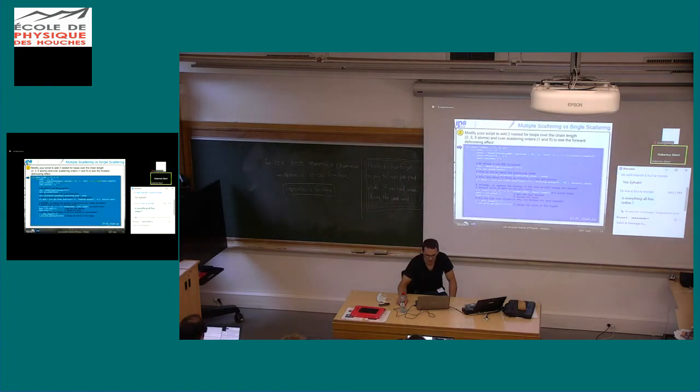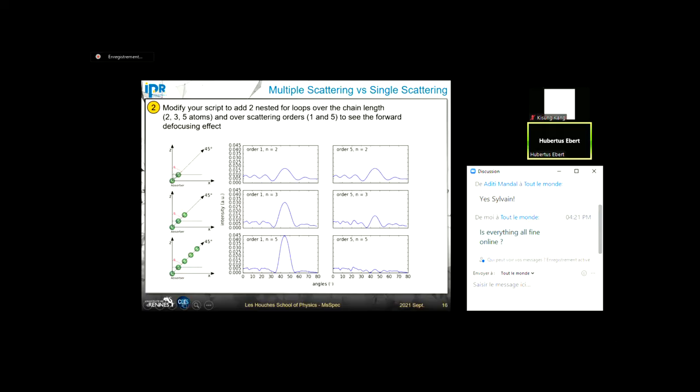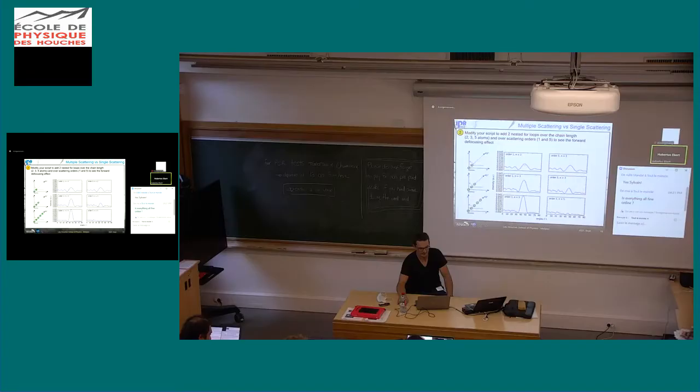To sum up the results, you should obtain something like this. For 2 atoms, here is the result. To order 1, you see a growing peak. Order 5, you see that the pink is damping. Growing peak because of the scale. Is it supposed to grow? Yes, it's supposed to grow.